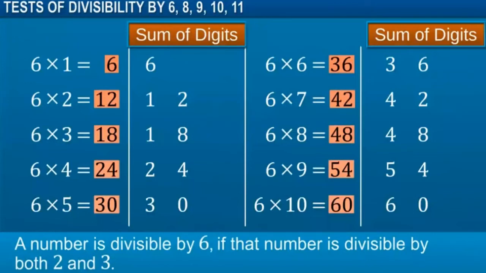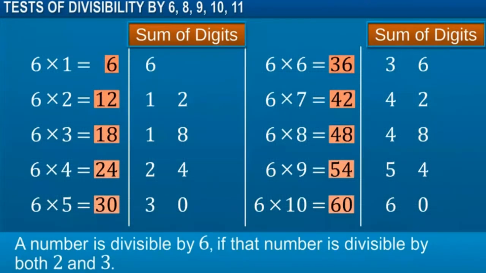A number is divisible by 6 if that number is divisible by both 2 and 3. ഓക്കെ, സോ ഒരു നമ്പർ 6 വെച്ച് ഡിവിസിബിൾ ആണോ എന്ന് ചെക്ക് ചെയ്യുമ്പം ആദ്യം ആ നമ്പർ 2 വെച്ച് ഡിവിസിബിൾ ആണോ എന്ന് ചെക്ക് ചെയ്യണം. അതേപോലെ തന്നെ ആ നമ്പർ 3 വെച്ച് ഡിവിസിബിൾ ആണോ എന്ന് ചെക്ക് ചെയ്യണം. 2ഉം 3ഉം രണ്ടും വെച്ച് ഡിവിസിബിൾ ആണെങ്കിൽ that number is automatically divisible by 6.